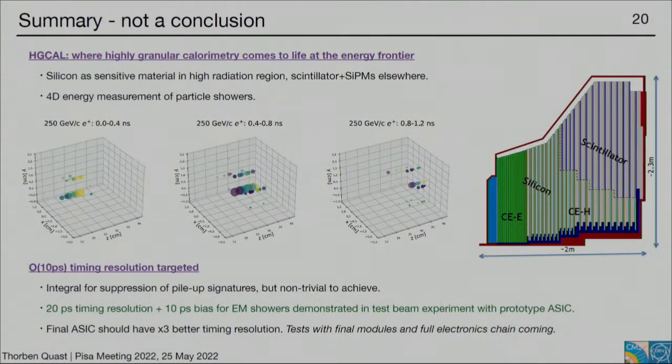I think overall it's quite encouraging, but at the end I'm not able to give you a conclusion, only a summary. So the calorimeter will use silicon as a sensitive material. With silicon you can also do timing measurements, so you will ultimately be able to have a four-dimensional energy measurement with this calorimeter. And this timing resolution is important to suppress pileup. That's what we're going to use it for. You can also use it to identify the timestamps of clusters and potentially use it in analyses, but this I'm not so sure about yet. In test beam, we have demonstrated a resolution of 20 picoseconds with a bias of less than 10 picoseconds for electromagnetic showers. And for the final ASIC, the HGCROC, the prototyping is now finished, and the laboratory tests indicate that it's even better in terms of the timing performance.